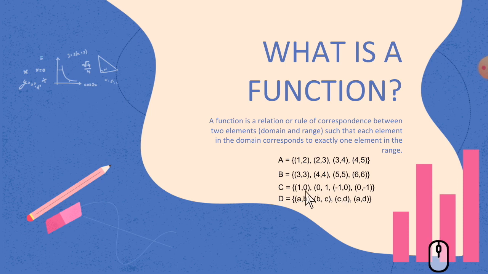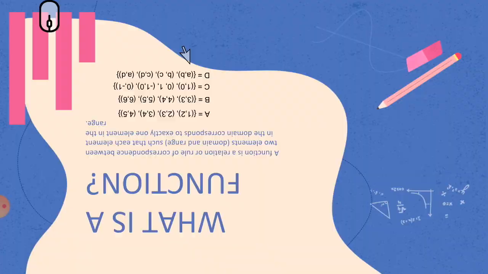So how about the set C? We have the set 1A, 0, 1, negative 1, 0, and then 0, negative 1. So ano yung naulit? Yung ating domain na 0. So this is not a function. So how about in set D? AB, BC, CD, and AD. So this is not a function since the domain A ay naulit. So ganun lang yung ating function.